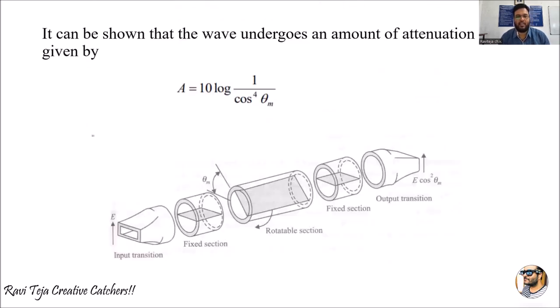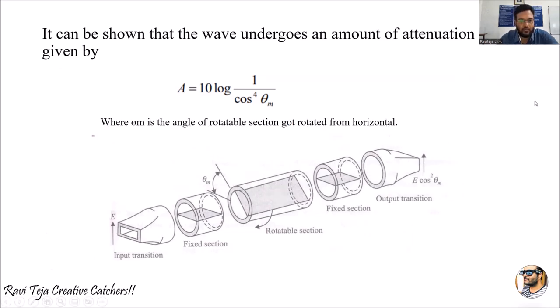Now, it can be shown that if the E vector is parallel to the plates of this rotary vane attenuator, the wave undergoes an amount of attenuation given by A, which is the attenuation, equal to 10 log 1 by cos^4 theta_m, where theta_m is the angle of the rotatable section, which is rotated from the horizontal waveguides.